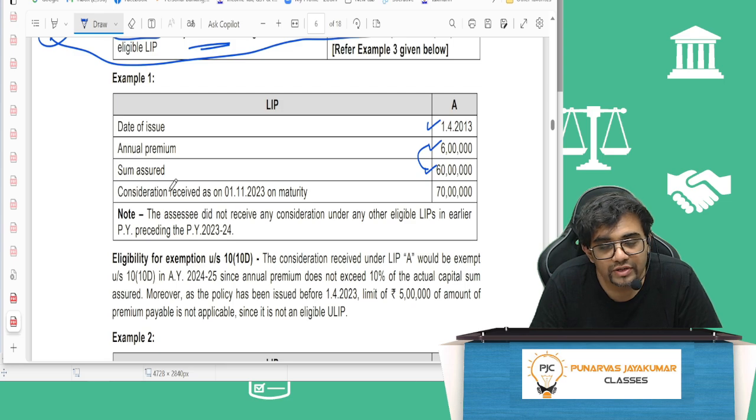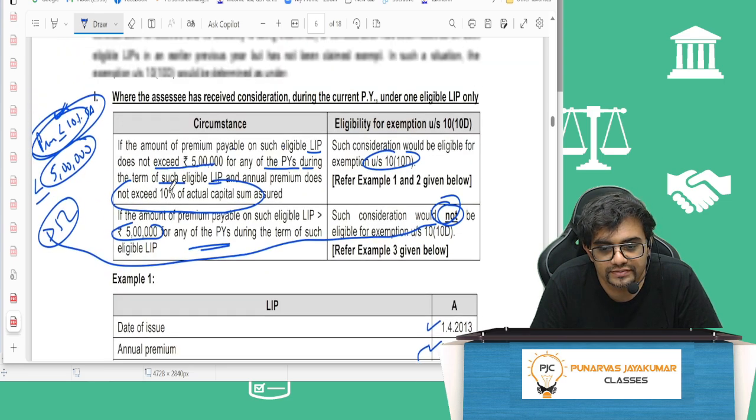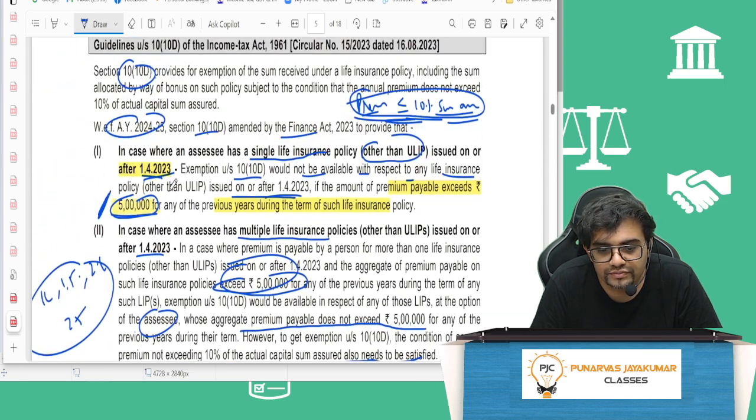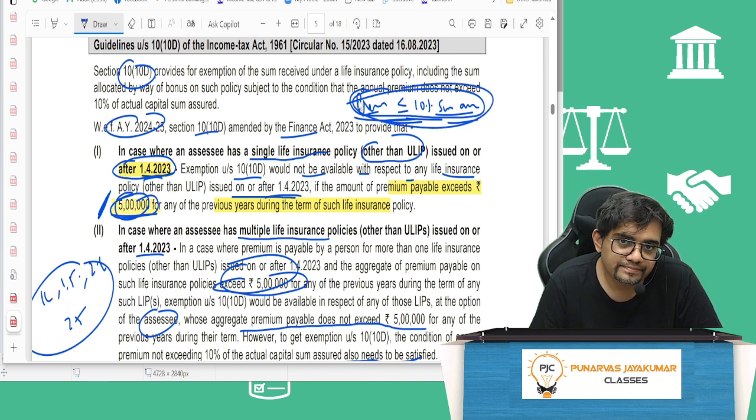But most importantly, what did I tell you here? Here only I told you. This 5 lakh will come only and only if you have issued the policy on or after 1/4/23. If you have issued your policy before 1/4/23, this 5 lakh concept will never come. Only the premium concept will come.